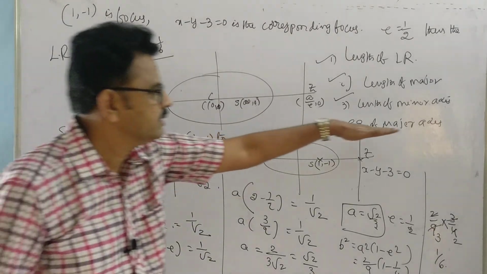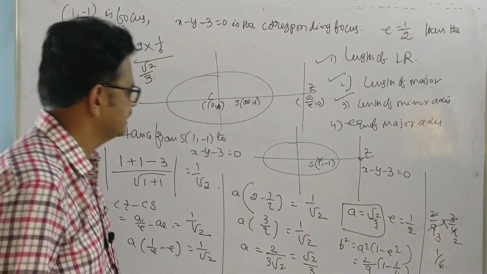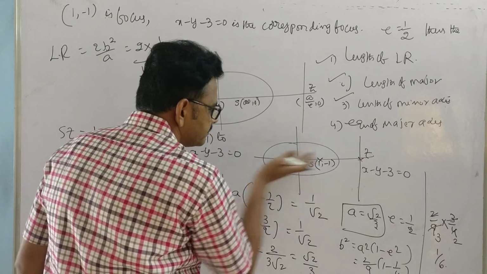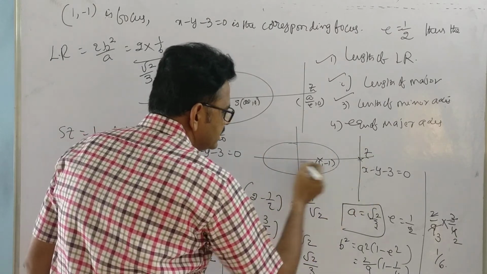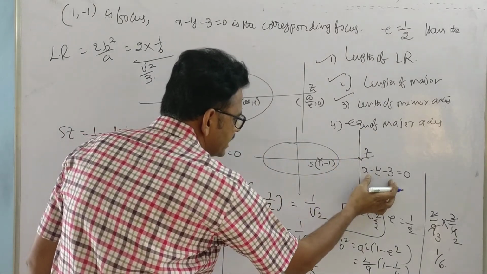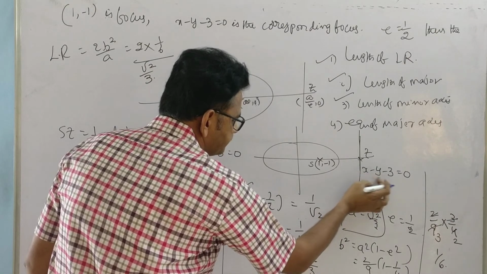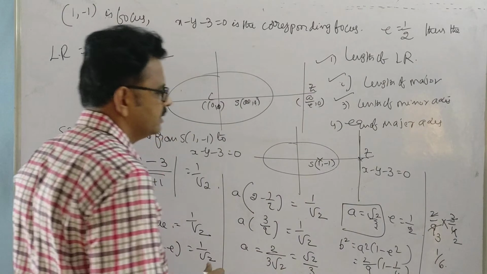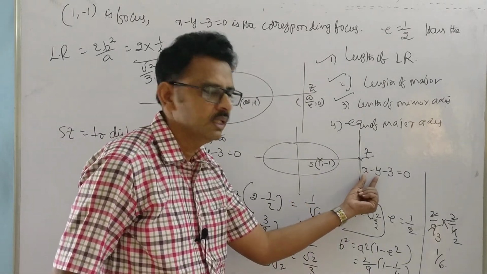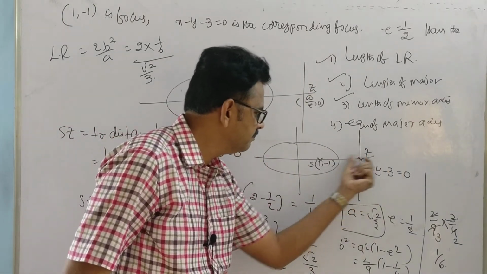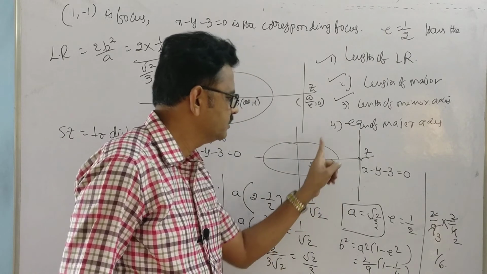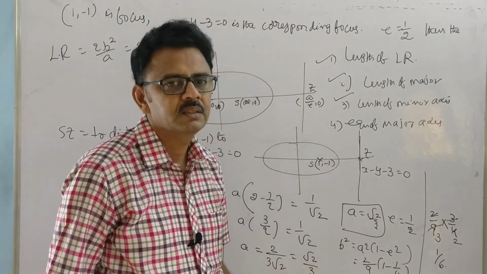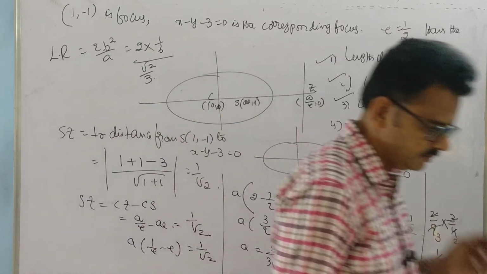Now, how to find the equation of the major axis? This is the major axis and this is the directrix. The slope of the directrix is 1. The directrix and the major axis are perpendicular, so the slope of the directrix is 1 and the slope of the major axis is −1. So, using the point-slope form, we get the equation of the major axis. Okay, write it down.